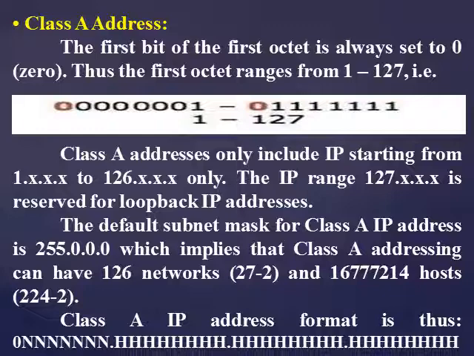Class A addresses only include IPs starting from 1.x.x.x to 126.x.x.x. The IP range 127.x.x.x is reserved for loopback IP addresses. The default subnet mask for class A IP address is 255.0.0.0, which implies that class A addressing can have 126 networks and 2 raised to 24 minus 2 hosts. So the representation of class A IP address format is network.host.host.host, out of which the first bit of the first octet is set to 0.